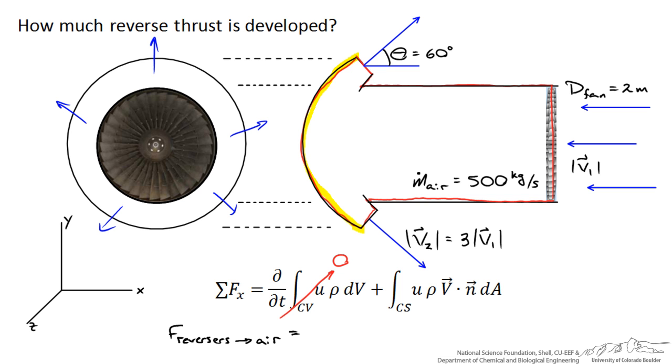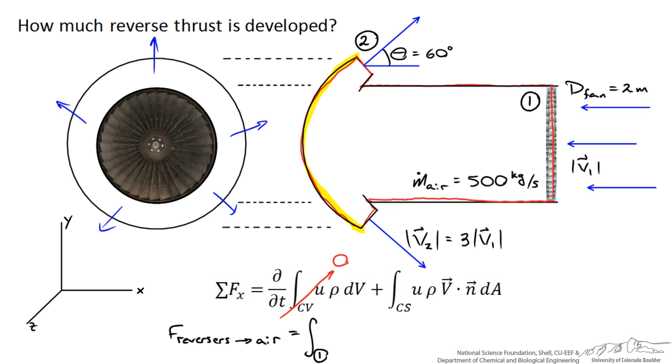It's not a static problem. And now let's identify where air crosses the control volume. Of course, it passes through the fan at the entrance and then exits the control volume through the thrust reversers. And I've called these locations 1 and 2. So let's break this area integral up into 2 separate area integrals.